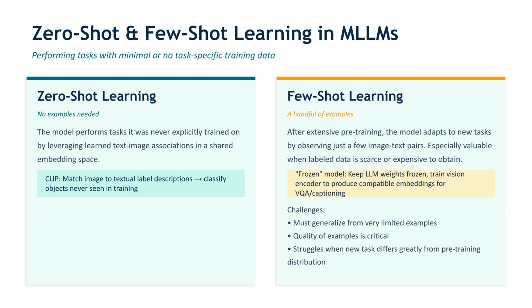Zero-shot and few-shot learning are among the most powerful capabilities of MLLMs. In zero-shot learning, the model performs tasks it was never explicitly trained on by leveraging the text-image associations it learned during pre-training. CLIP is the classic example. You can classify images into categories the model has never seen by simply matching image embeddings to text embeddings of the category labels. Frozen model approaches keep the LLM weights fixed and train only the vision encoder to produce compatible embeddings for tasks like VQA and captioning.